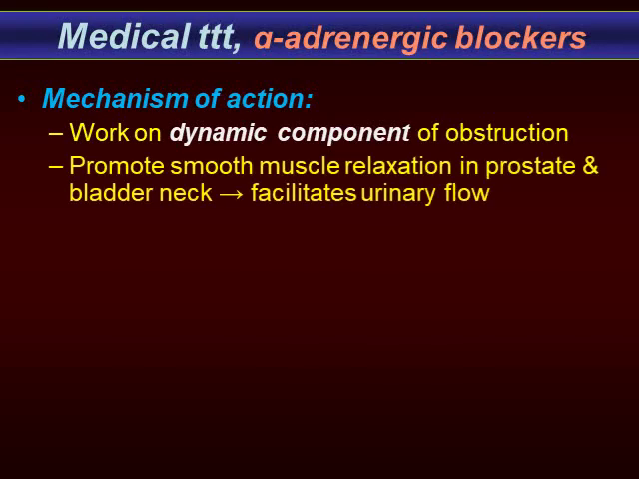Adrenergic receptors are present in the prostate and the bladder neck. If there is high adrenergic tone, the smooth muscle starts to contract. Alpha adrenergic blockers abolish this contraction. So it facilitates urine flow through relaxation of the smooth muscle in the prostate capsule and in the bladder neck.